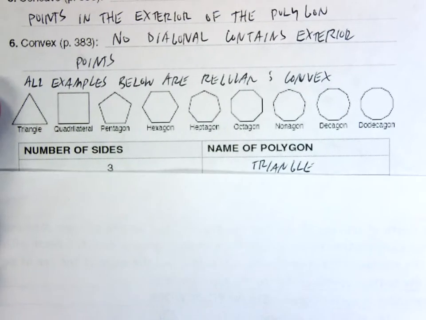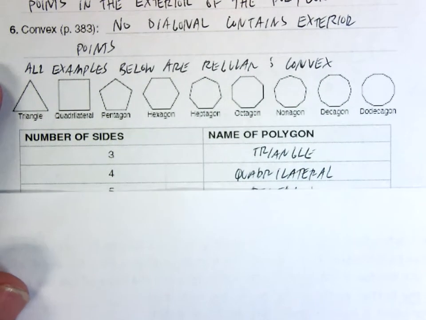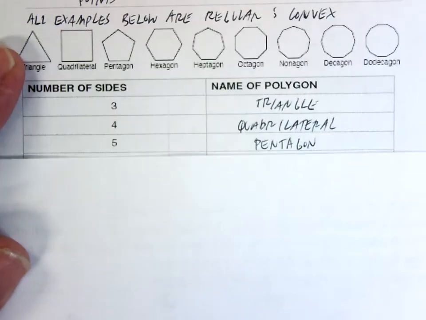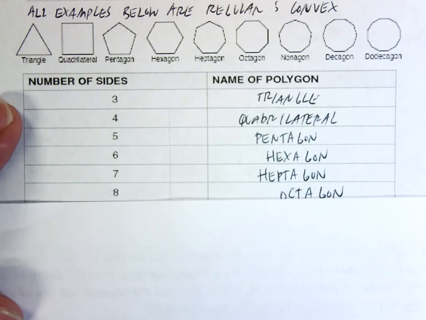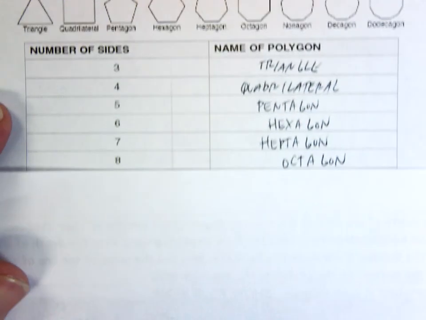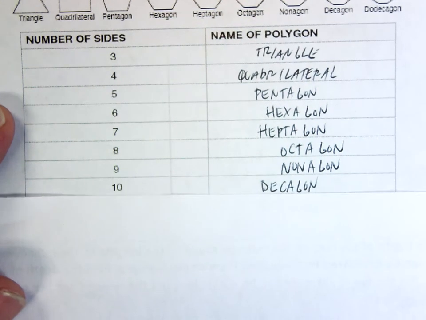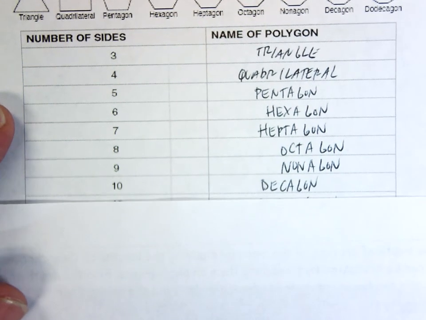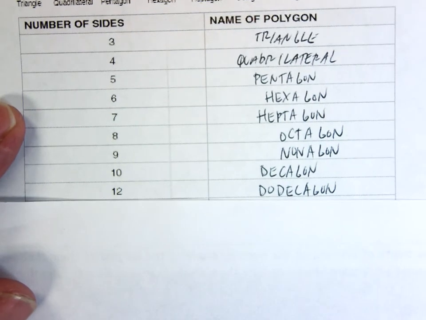If it's got 3 sides, it's a triangle. If it's got 4 sides, it's a quadrilateral. If it's got 5 sides, it's a pentagon. 6 sides, hexagon. 7 sides, heptagon. 8 sides, octagon. 9 sides, nonagon. 10 sides, decagon. We're going to skip 11 and we're going to go to 12, dodecagon.